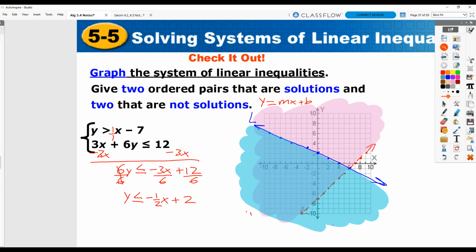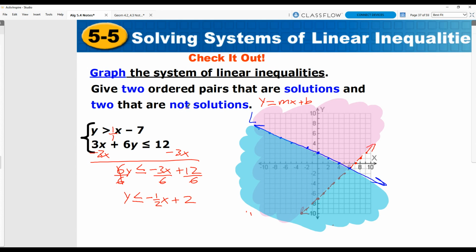All right, perfect. We got that finished. Okay, we got a nice big region where those two colors overlapped, which is great. All right, so now we can do what we did in our first example. We're going to name 2 ordered pairs that are solutions and 2 that are not.